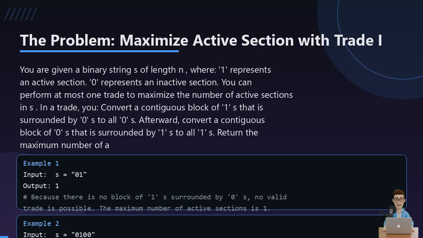Here's the narration. You're given a string of ones and zeros, where a 1 means an active section and a 0 means an inactive one. You're allowed to do at most one trade. First, you take a solid run of ones that has zeros on both sides and flip it all to zeros. And then you take a solid run of zeros that has ones on both sides and flip it all to ones. Your goal is to return the largest number of active sections you can end up with.